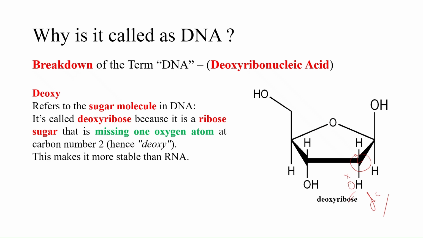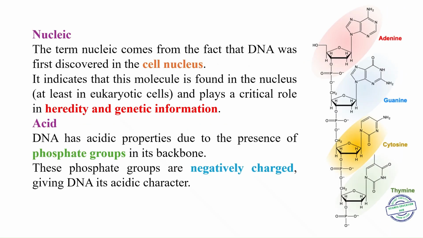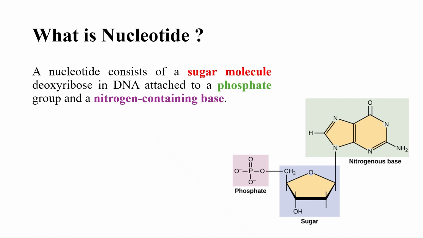De means removal. In the ribose sugar, the oxygen atom is removed, so that's why it is called deoxyribose. And the nucleic comes from the fact that DNA was discovered in the nucleus, and it plays a vital role in heredity and genetic information. The acid refers to the phosphate group which is present in the DNA backbone, which gives acidic properties to the DNA.